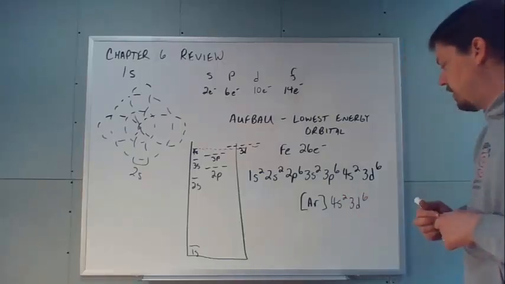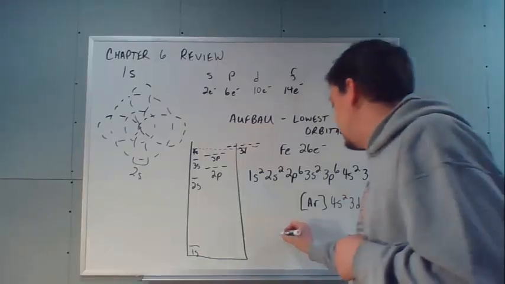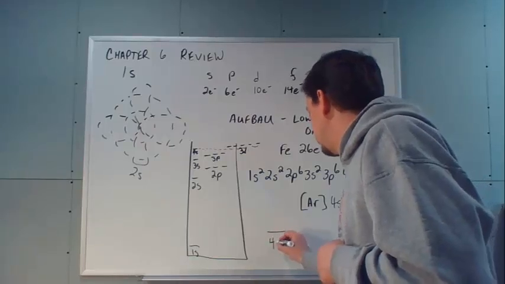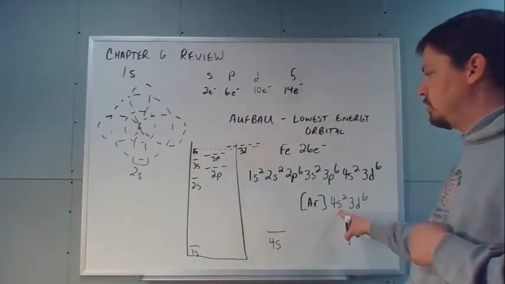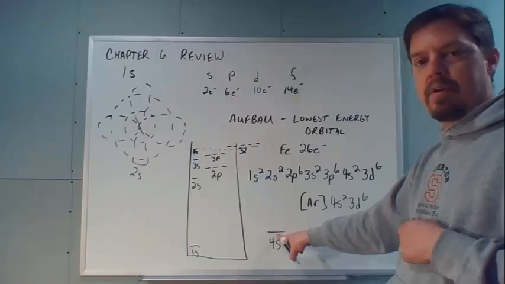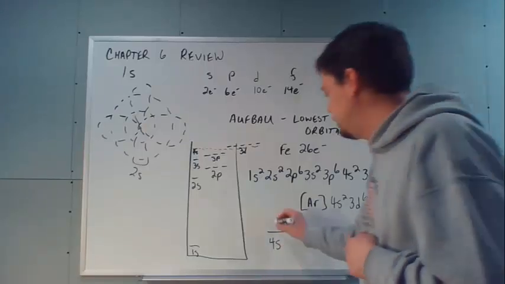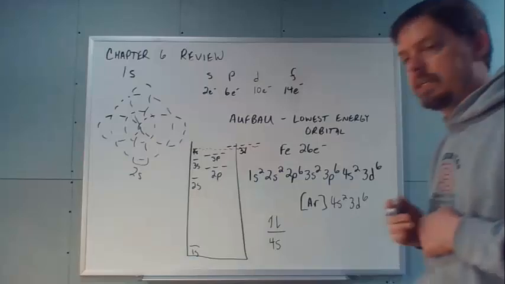And so if I was going to write an orbital notation of argon, I would draw 1 line representing the 4s orbital, because each of these lines here represents an orbital. Make sure you label it. And I'm going to put the 2 electrons in there.